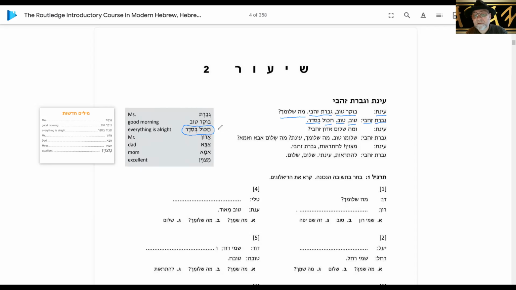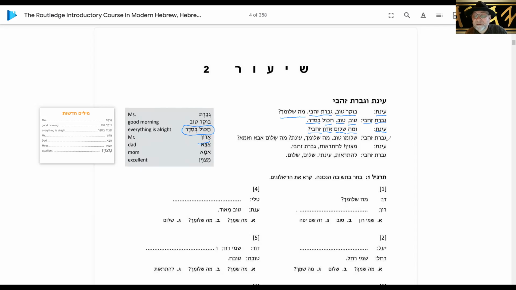Okay, and then Einat says, V'ma shalom adon Zahavi. And how is the peace of Mr. Zahavi? So the child Einat is asking his female teacher, well, how's your husband? Adon from Mr. And so he's saying, v'ma shlom, and how is Mr. Zahavi?